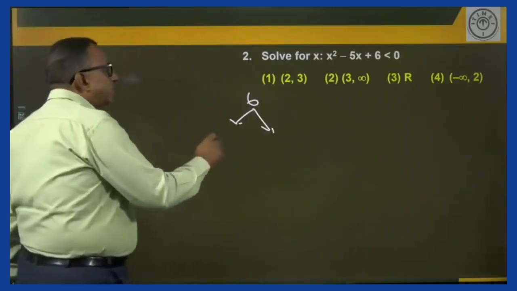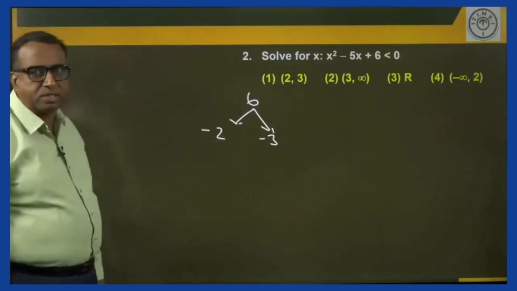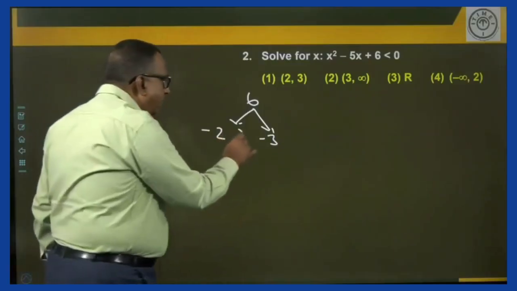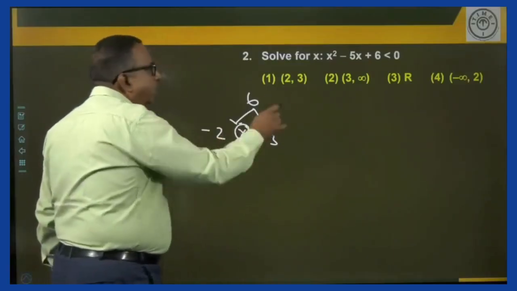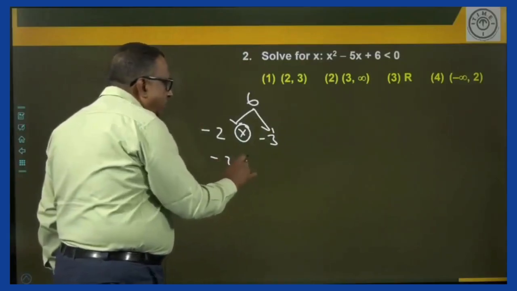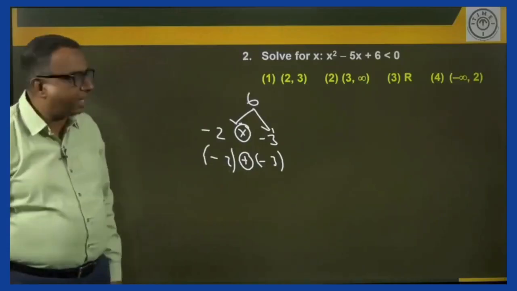So we can write 6 as what? 2 into 3 is 6. -2 into -3 is -6. Sorry, plus 6. -2 into -3 is plus 6. -2 plus -3 will be -5.